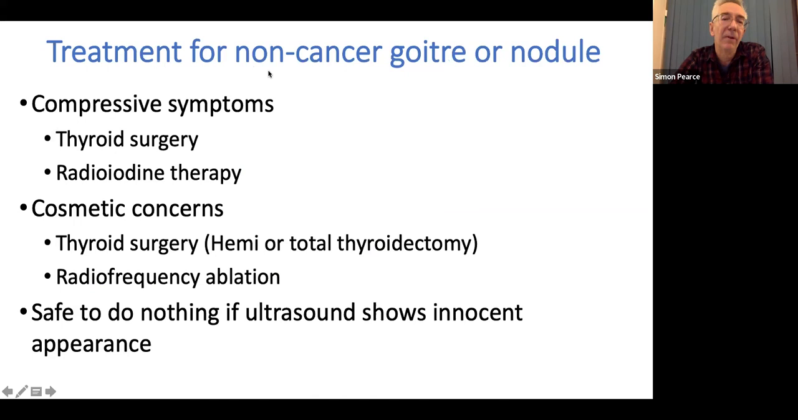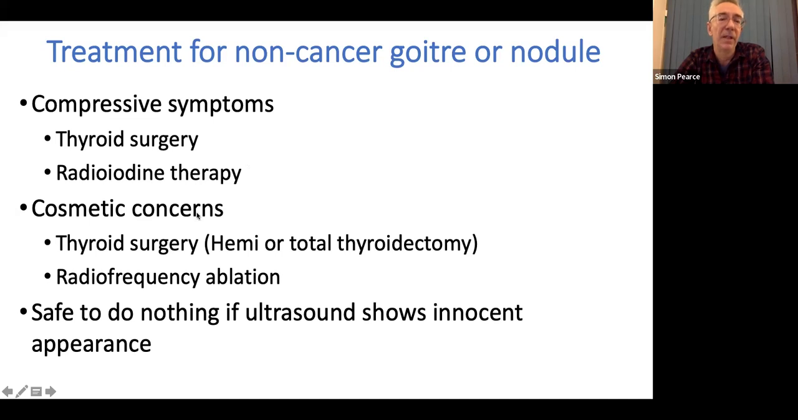So if you have a thyroid nodule and it's not cancer, what would be the reason to go and have an operation? So number one would be compressive symptoms. So if you had difficulty swallowing or breathing problems, that would normally be thyroid surgery as the first line choice. But for some very old people, sometimes we offer radioiodine therapy because that will shrink down the thyroid fairly well. It takes a bit of time, it takes a year, but people do get good relief if they're suitable from radioiodine therapy for a big compressive goiter sometimes.